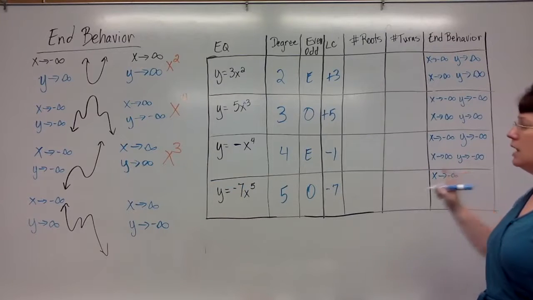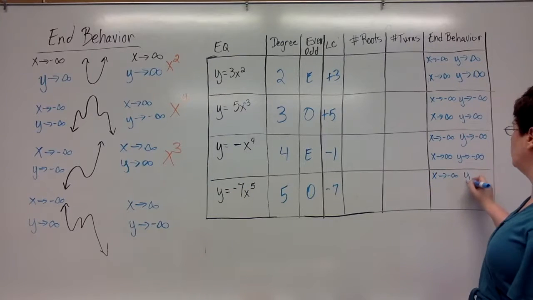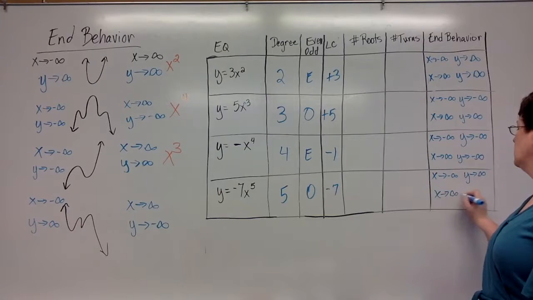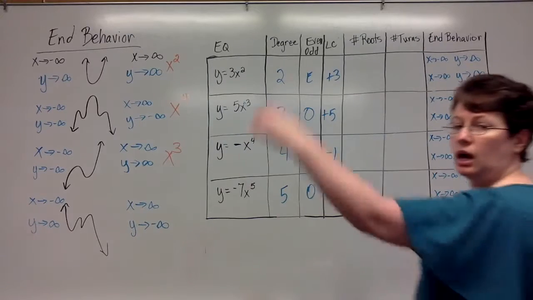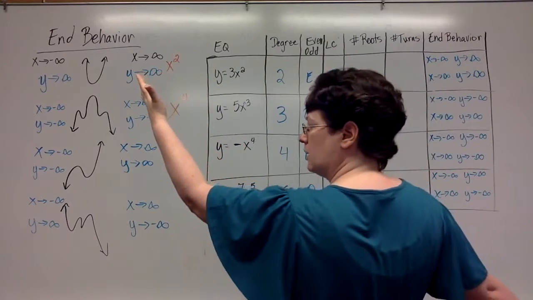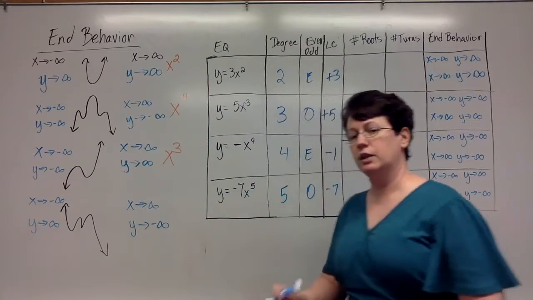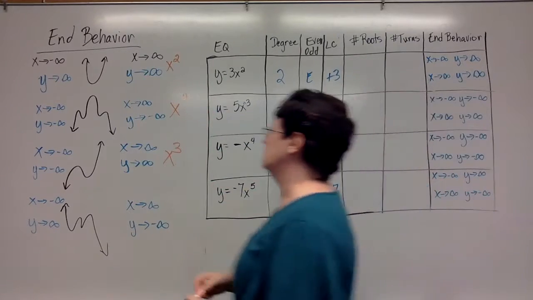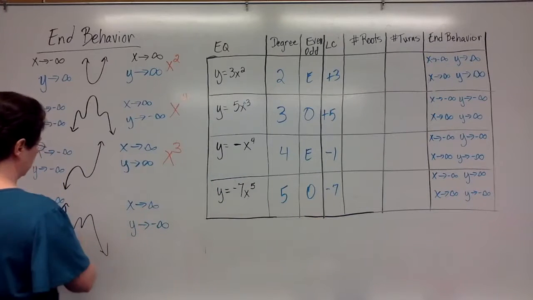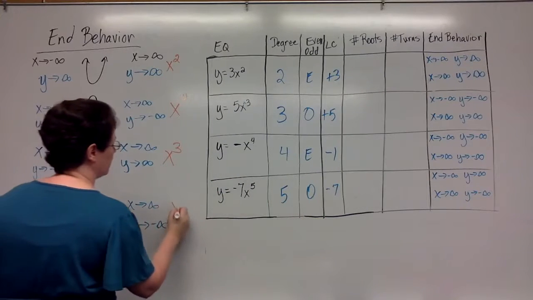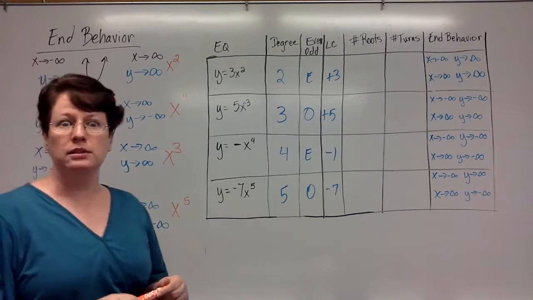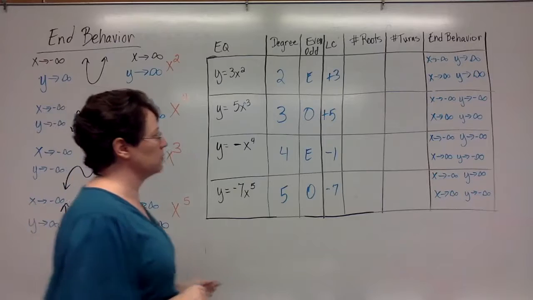Okay? So, as x goes to negative infinity, it actually goes up. And as x goes to positive infinity, it actually goes down. So it goes up on the left side of the graph and down on the right side of the graph. Okay, so our bottom graph is an example of an x to the fifth. Okay? Or a quintic equation, quintic polynomial.